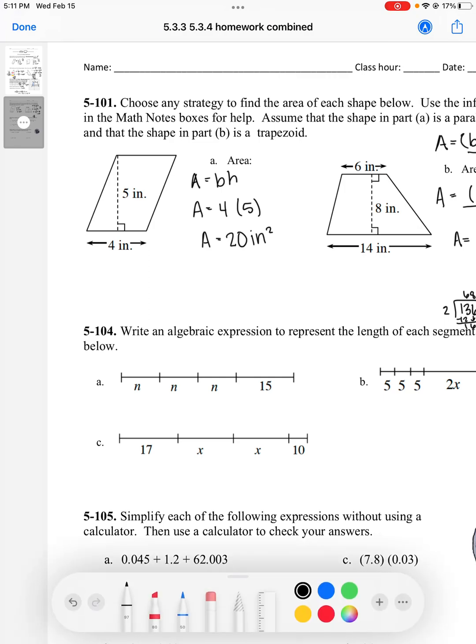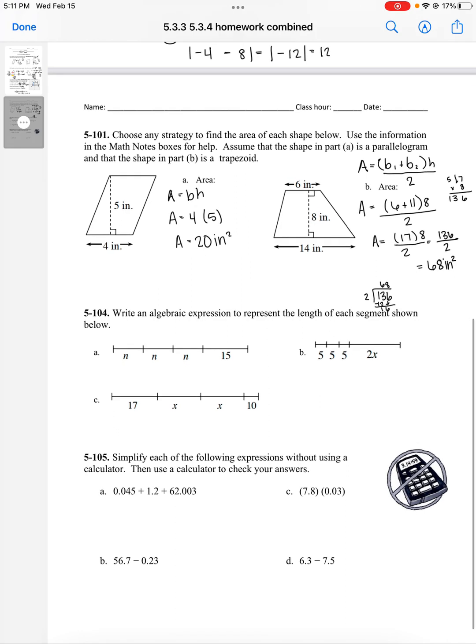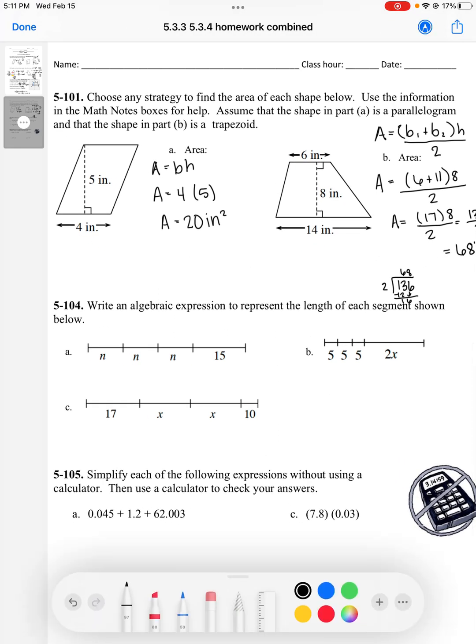Problem 104. Write an algebraic expression to represent the length of each segment shown below. I am going to add what I see. So I have n plus n plus n plus 15. I don't have to have an equal sign. I don't know what it equals. I need an expression. So part B, 5 plus 5 plus 5 plus 2x. Part C, I have 17 plus x plus 10.